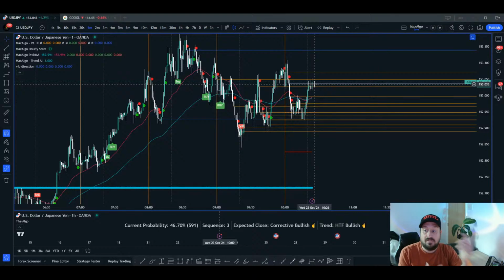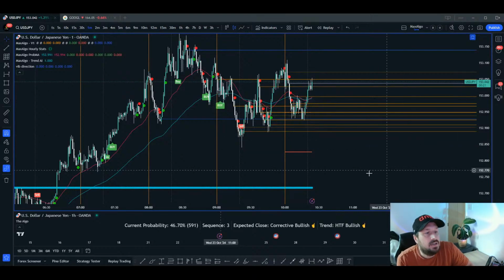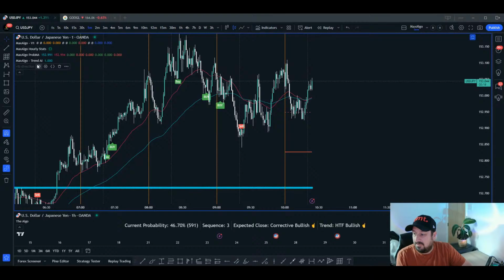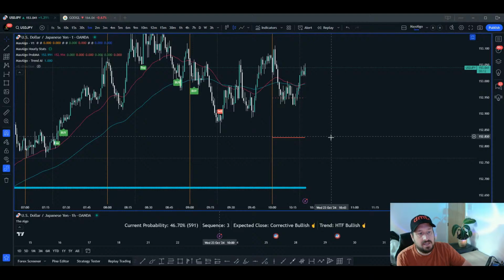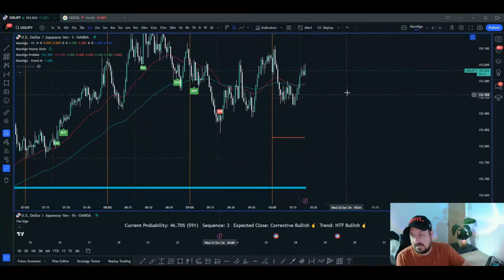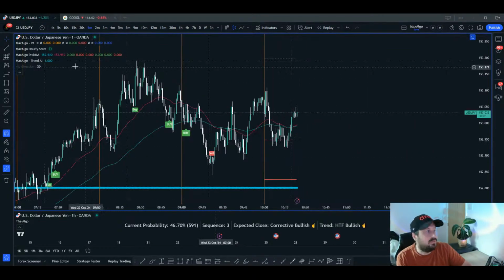Obviously, I've always liked the DMR VIBs, but that isn't part of MaxAlgo. It's just something I've built. So if you want it, it'll be in the Discord. You can access it anyway. So I use these for my targets. These are high probability targets, based off of the data.